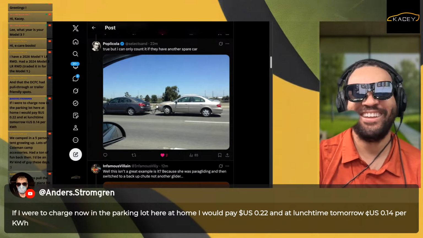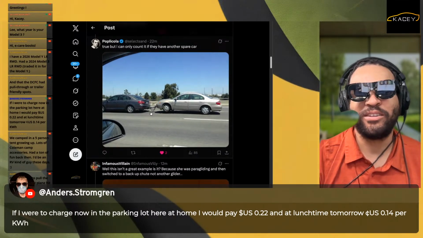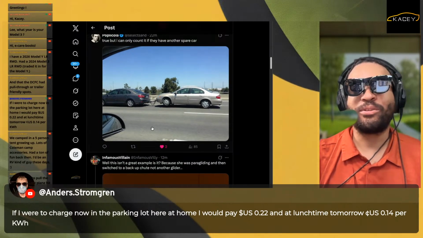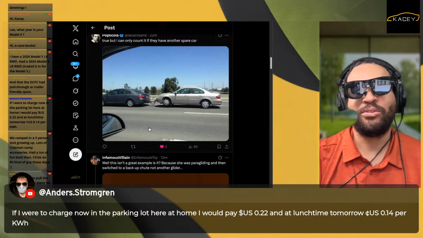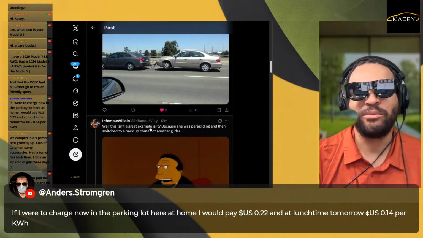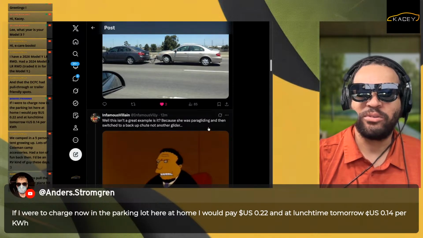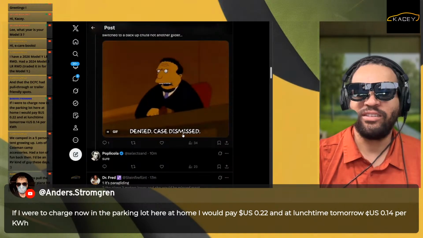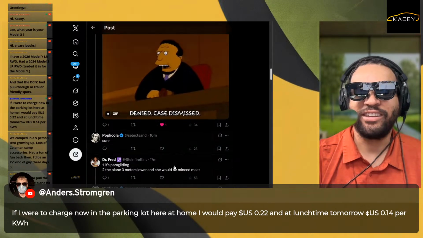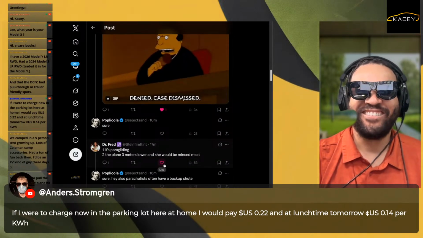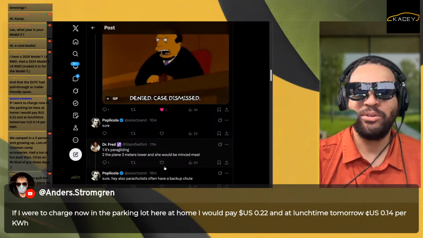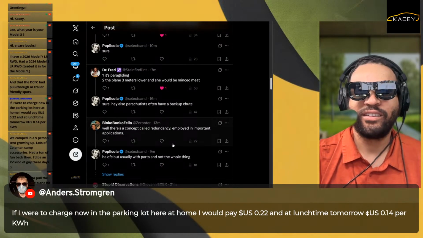There are some people who do that, but usually those are like expeditions or something. And yes, they have a whole separate car, or enough parts to make the whole car over again, depending on what kind of expedition we're talking about. Well, this isn't a great example, is it? Because she was paragliding and then she switched to a backup chute, not another glider. Denied, case dismissed. One is paragliding, two, the plane flew three meters lower and she would have been mincemeat. Yes, exactly. Concept called redundancy, employed in important applications.